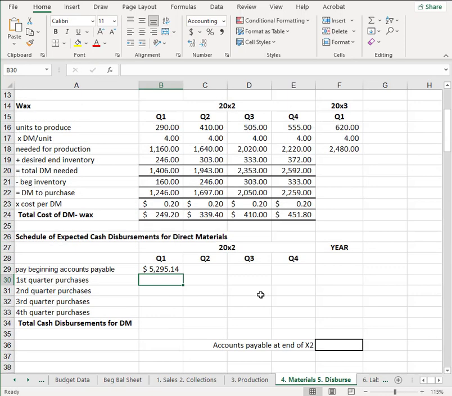Okay. Now, we're not going to drag that over because we pay the whole thing in quarter one, so there won't be any activity here in quarter two, quarter three and quarter four related to the prior year fourth quarter.